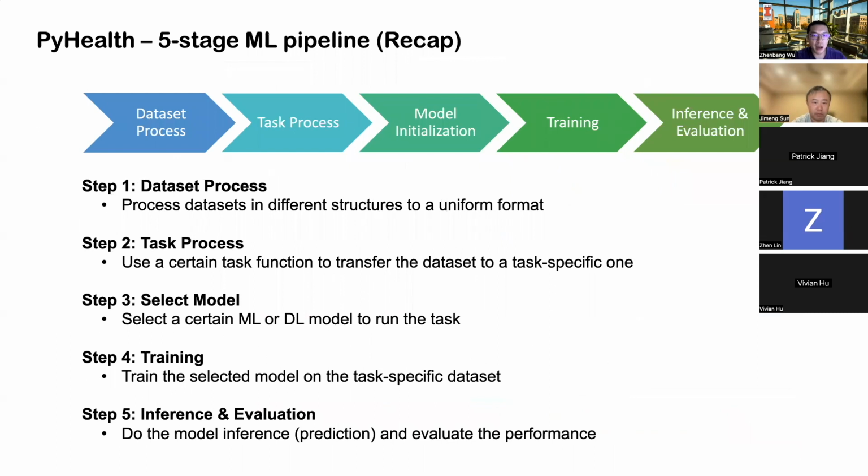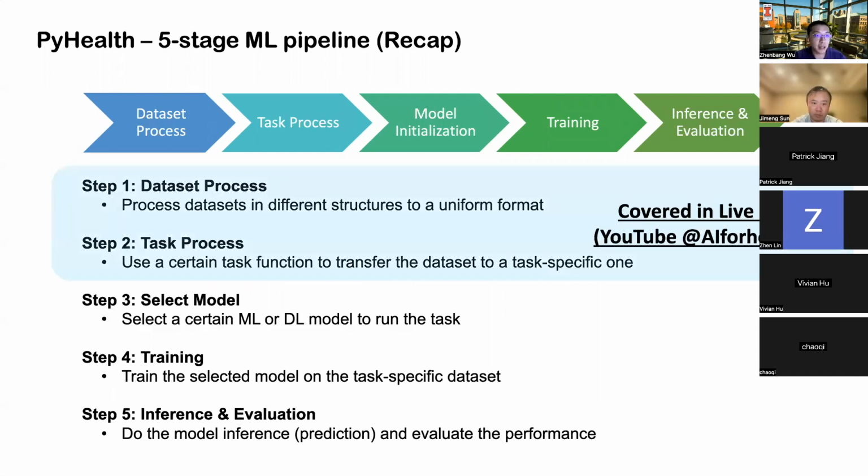So to utilize PyHealth, we introduced this 5-stage machine learning pipeline, which is pretty standard for machine learning. It starts from data pre-processing, that is step 1 and step 2, where we process different datasets into a uniform format and use a certain task function to transfer data into task-specific samples. This is covered in our previous tutorials, and for a recording, you can check out our YouTube video for that. And for tonight, I will cover the rest 3 steps. That is model selection, and then training, inference, and evaluation, with a focus on the model part.